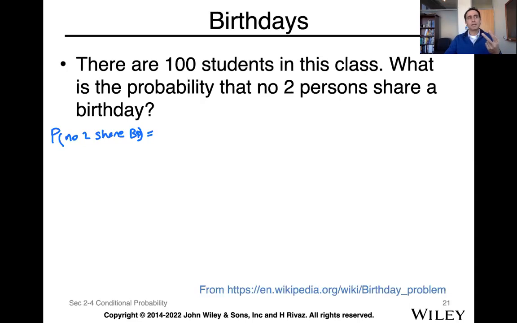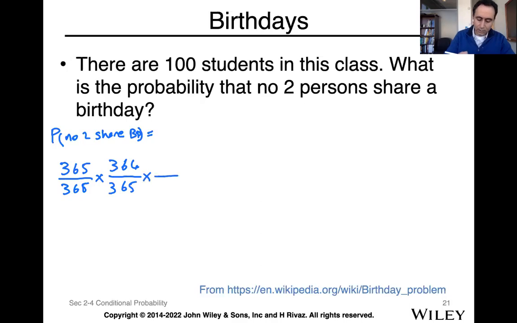Now the second person, instead of 365 days, has 364 days, because one day has already been used. So the first person can be used any day. So 365 divided by 365. The second person has 1 less day. So 364 divided by 365. The third person has even 1 less day, because 2 people have already been born in 2 different days. So here it will be 363 divided by 365, right?